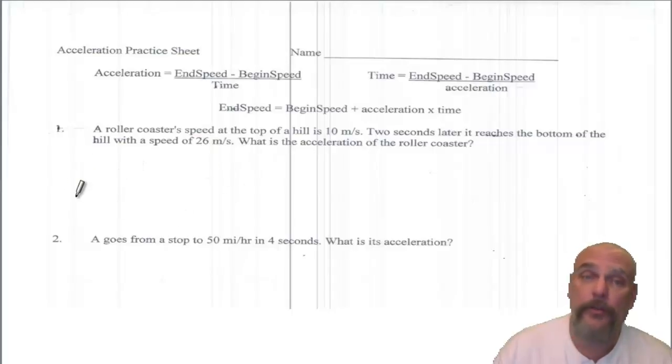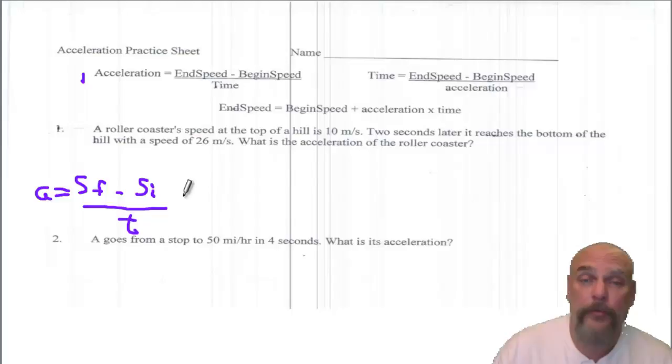Now remember, the first thing I need to do is figure out what formula I want to use. And I need to find out the acceleration. So I'm going to use this formula right here. So I'm going to do acceleration is equal to S sub F minus S sub I divided by T. And then I'm going to plug and chug. I'm going to plug in the numbers.